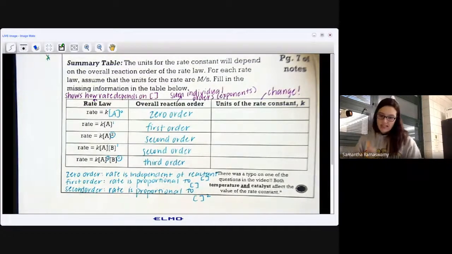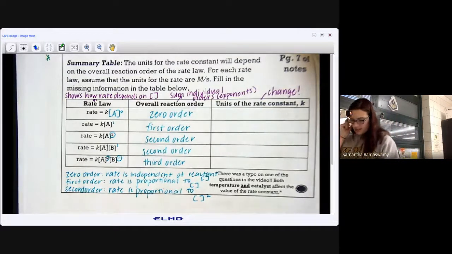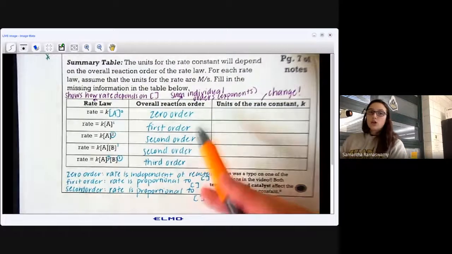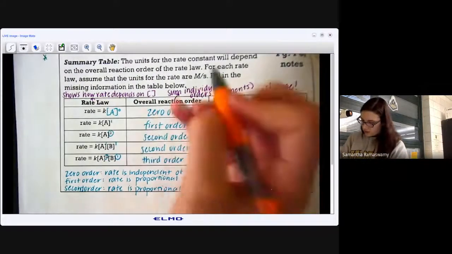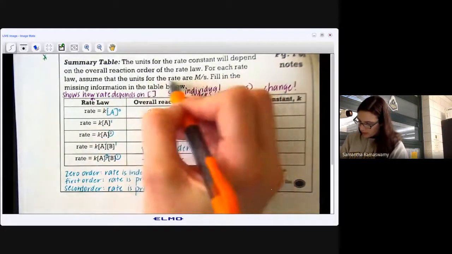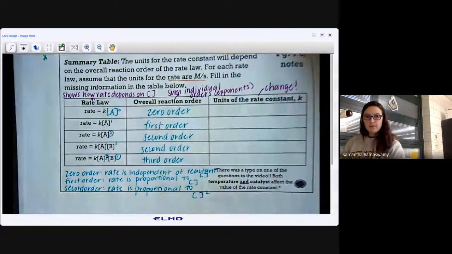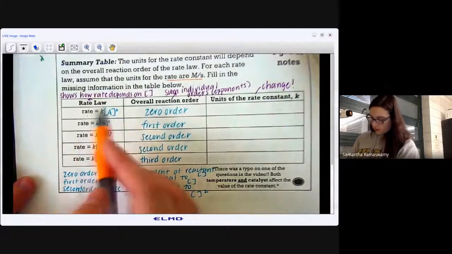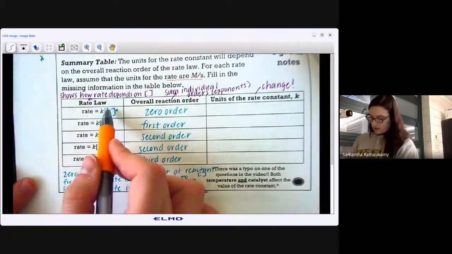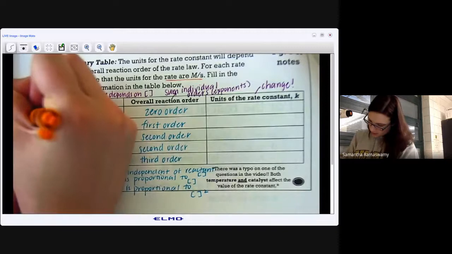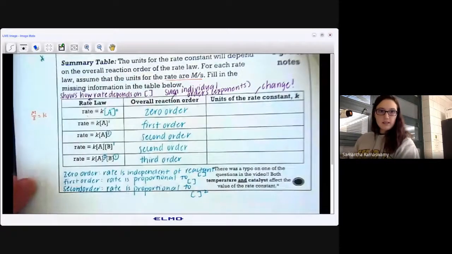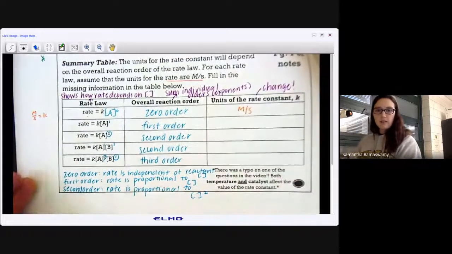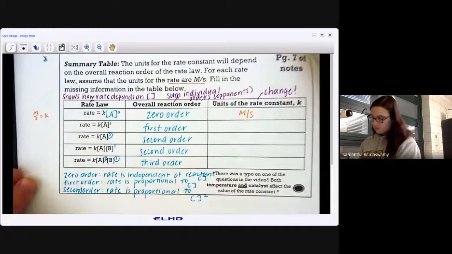Now with the rate constant, the units for the rate constant are different based on the overall reaction order. So think about just plugging in your values. So it says up here, assume the units for rate are molar per second. So if I plug in just units, not even numbers, well, remember anything to the 0 is 1. So if rate is molar per second, and that equals K, our units for K are molar per second. That's when it's zero order overall.